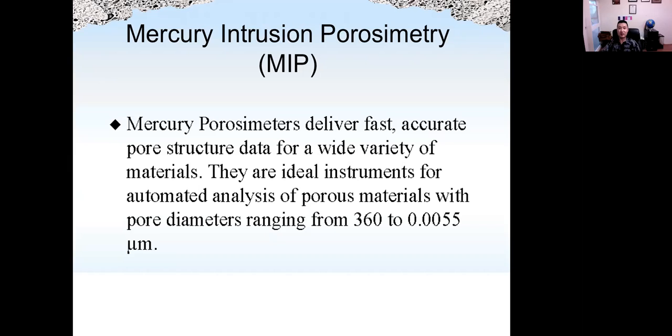All right. So the next one is mercury intrusion porosimetry, or we call that the MIP method. We can use mercury to measure the porosity, which is the volume of pores in your sample. We can also estimate the pore size distribution and even the surface areas inside the samples. So the MIP method can give a fast, accurate pore structure for different types of materials, not only cementitious materials.